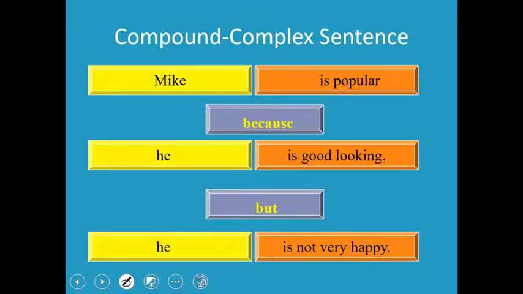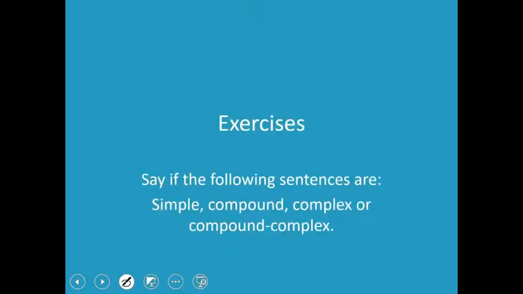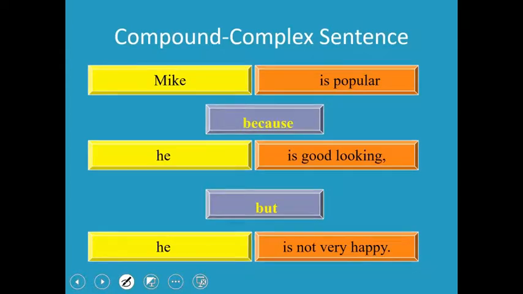Mike is popular because he's good looking, but he is not very happy. So we have "Mike is popular because..." This one is tied to the part that cannot stand on its own, "he is good looking." Then "he is not very happy" is joined by "but," the coordinating conjunction, while "because" is the subordinating conjunction. This one ties, this one just puts together. Okay, so this is classifying sentences by structure.